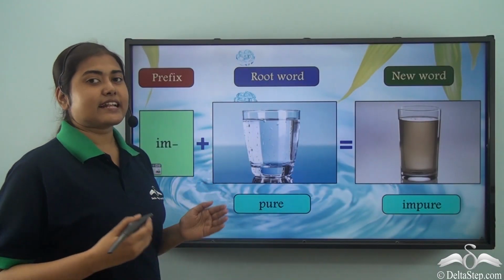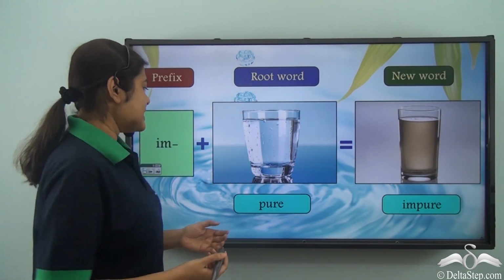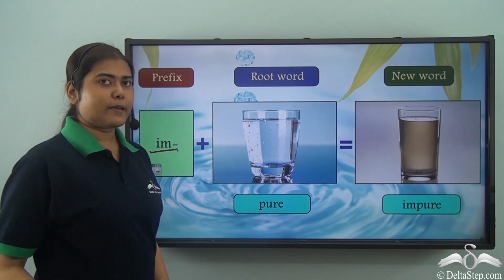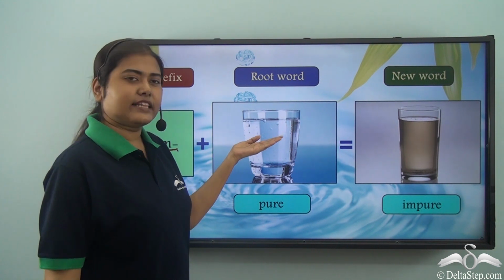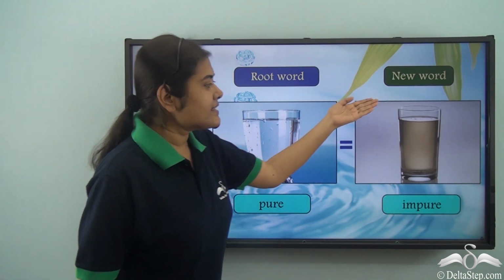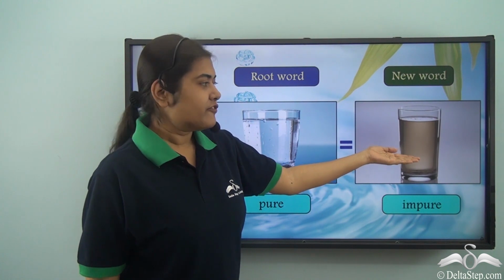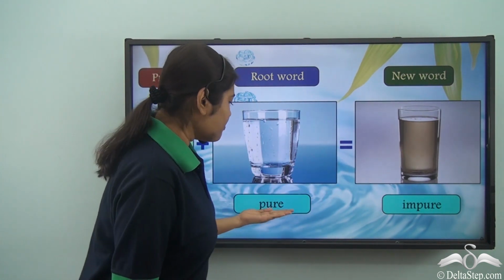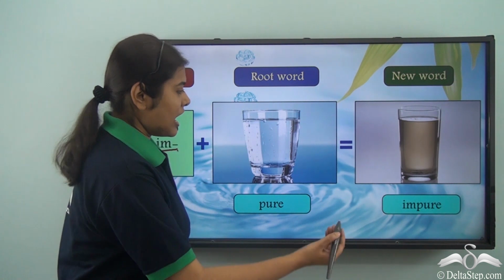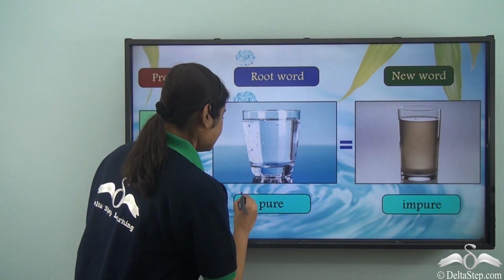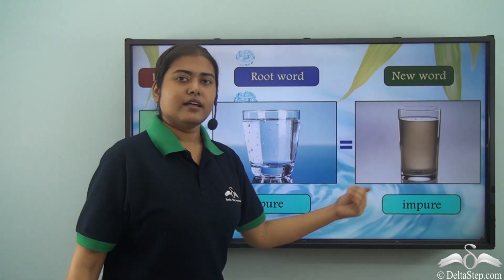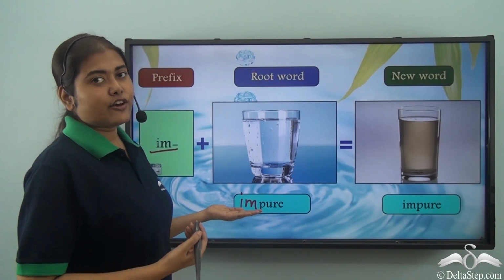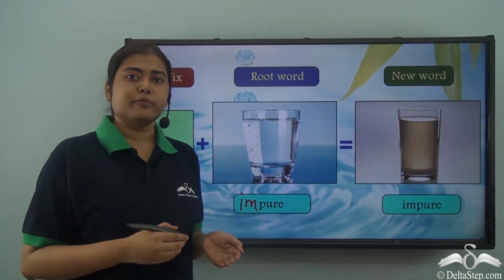Now, another prefix that can be used to form antonyms is IM or im. So, this is pure, as you can see, a transparent crystal clear glass of water, and in this case it is dirty, filled with impurities. So, pure and impure. How do we form? We just add IM before the word pure and it becomes impure. So, you can see we can easily form antonyms without the requirement of a different word.